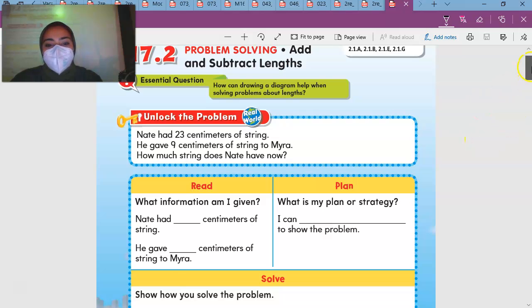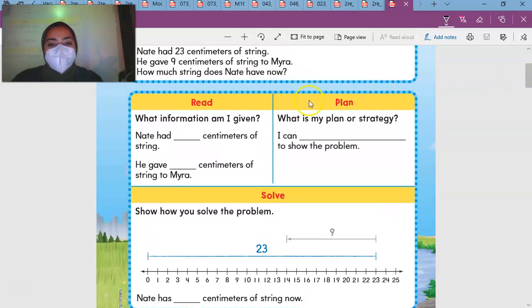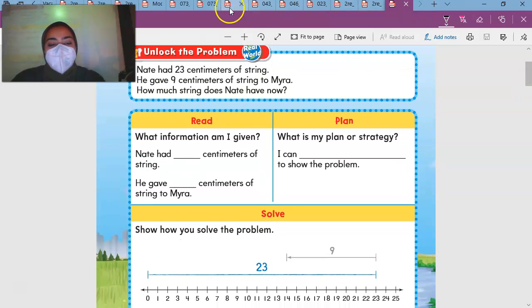This is called a diagram, where they break apart the information and they have a picture to show how they found the answer. Let's read the question. Nate has 23 centimeters of string. What do I do to that number? Circle it. He gave 9 centimeters of string to Myra. When you give something, are you adding or subtracting? Subtracting. And I'm going to box the word gave because that's a key word that tells me what I'm going to do. Underline the question. How much string does Nate have now?